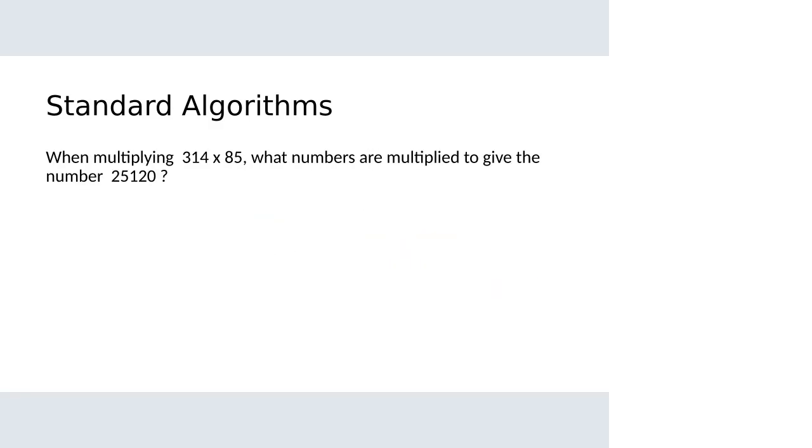Another standard algorithm question. If we multiply 314 times 85, what are the numbers that are multiplied together to give us 25,120? I think a way to approach this is just do it. Do 314 times 85 and see how it plays out. 5 times 4 would be 20, and we'll put the 2 up there. 8 times 1 is 8, and 2 is 10, and we'll put the 1 up there. 5 times 3 is 15, and 1 is 16.